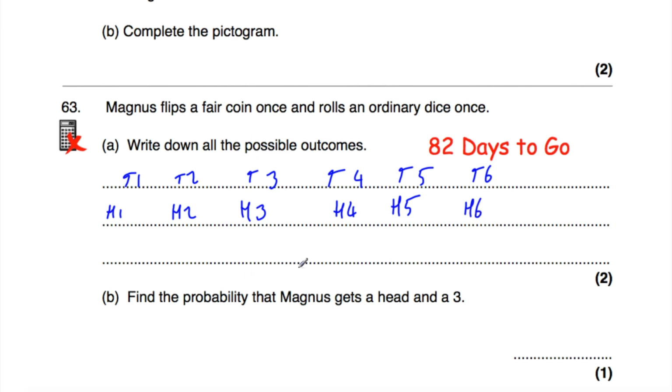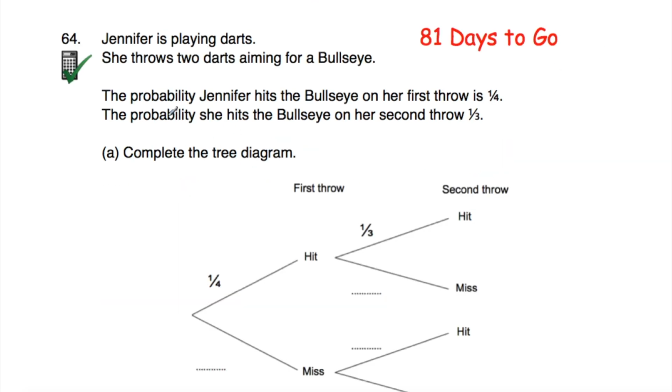And the next part says, find the probability that Magnus gets a head and a 3. Well, it's going to be a head and a 3. That's that option out of all 12. So it's going to be 1/12. And that's it. Okay, let's have a look at our next question, question number 64.